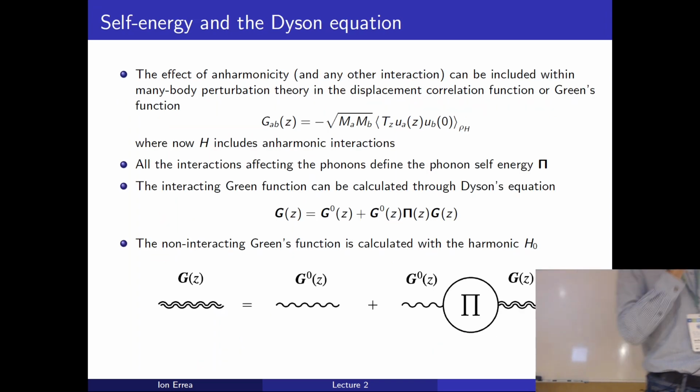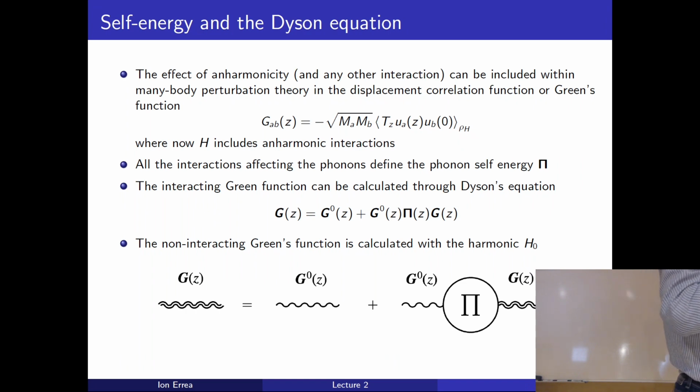So let me give you some small tips of what perturbation theory is and how we deal with it, okay? Maybe this is a bit technical, but I think it's going to be good to introduce a bit lecture 4, which I think is going to be given by Raffaello Bianco, right? So the effect of anharmonicity and any other interaction should be included in a perturbative approach using many-body perturbation theory, right? Which basically means Green's functions and Feynman diagrams and self-energies. Okay, this is what it means.